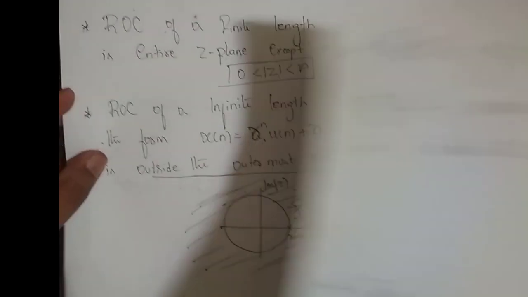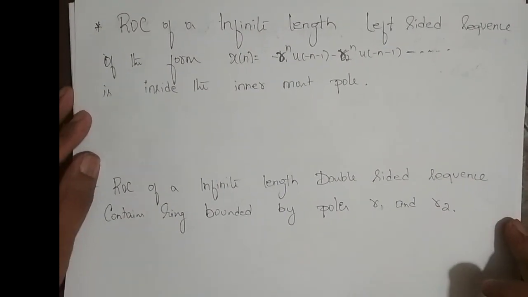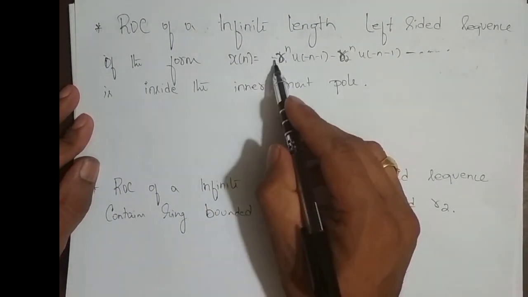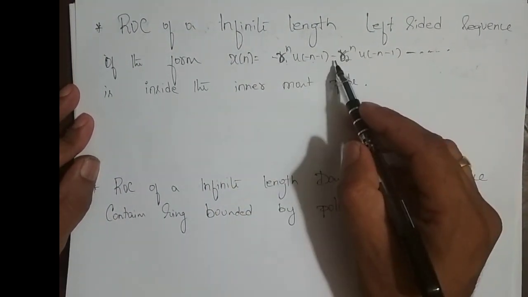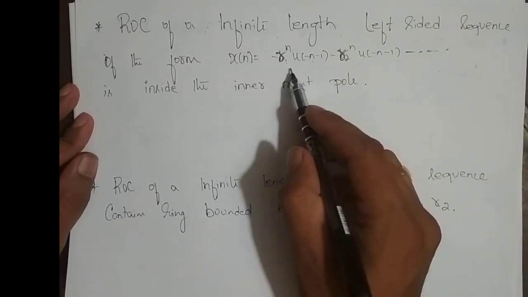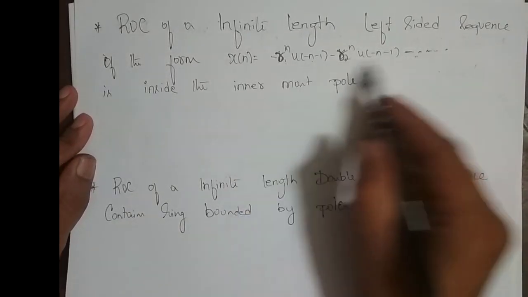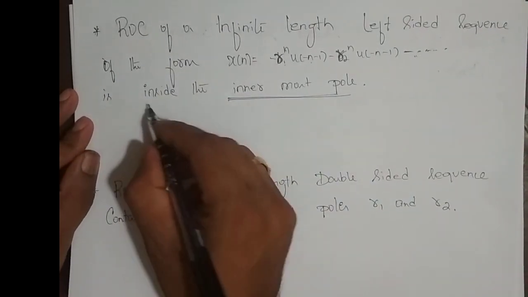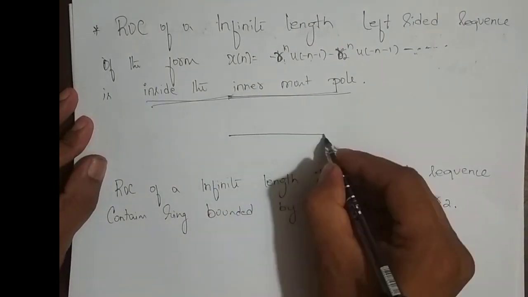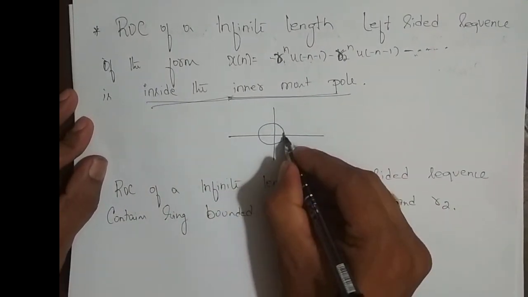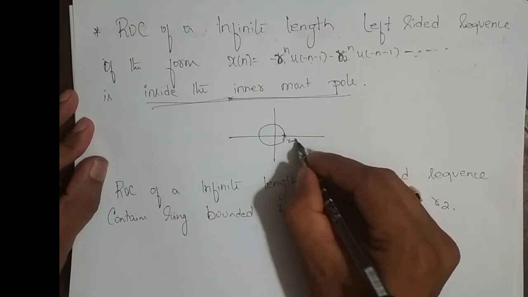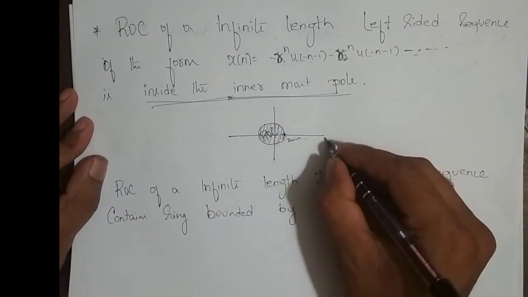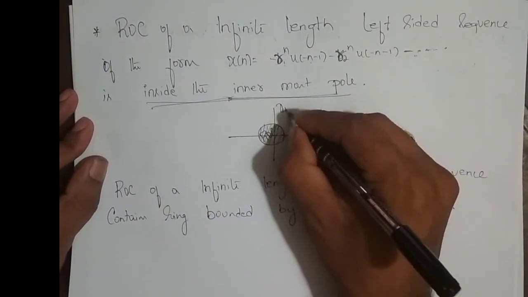Next is ROC of an infinite length left-sided sequence of the form x of n equal to minus b1 power n u of minus n minus 1 minus b2 power n u of minus n minus 1 and so on. These are all left-sided sequences. If we have more than one left-sided infinite length sequence, it is inside the innermost circle. This is R minimum, the innermost circle. It is inside. This is the ROC. This is the real part of Z and this is the imaginary part of Z.